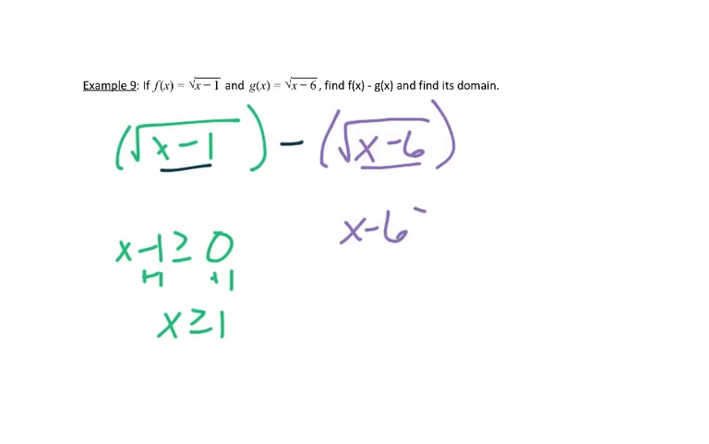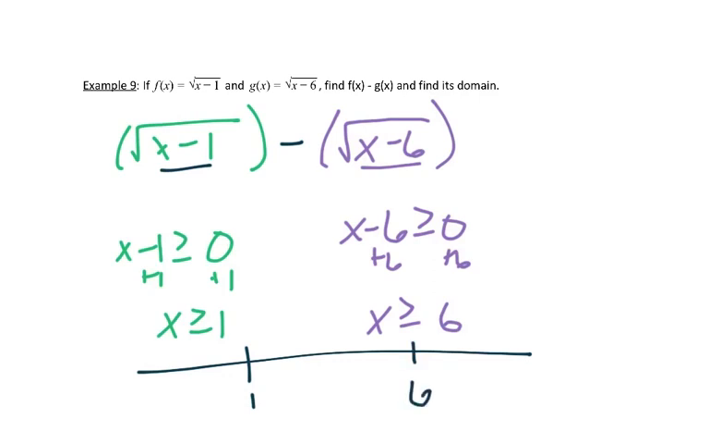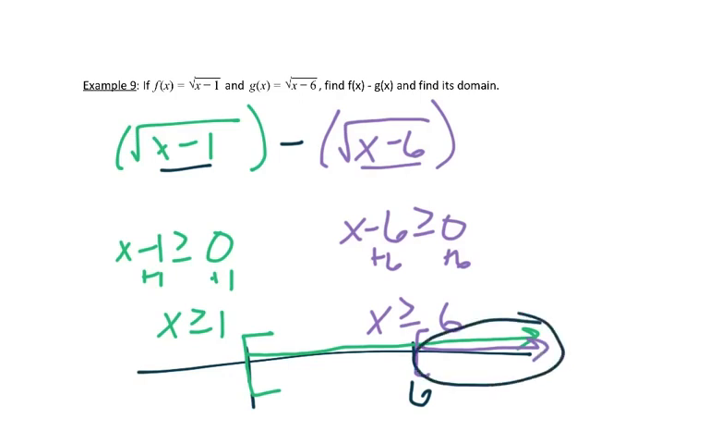We'll look at the x minus 6, greater than or equal to 0. Add 6 to both sides. That gives us x is greater than or equal to 6. So if we look at our number line, we'd have 1 here and 6 here. This green piece would say that we have 1 included in a line going to the right for greater than 1. The purple piece would include 6 with a line going to the right. And again, remember that we care about where both happens, both the green and the purple. So that'd be this part over here, which tells us that our domain is really 6 to infinity.